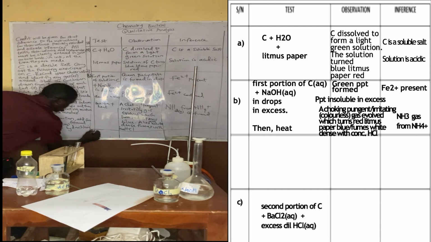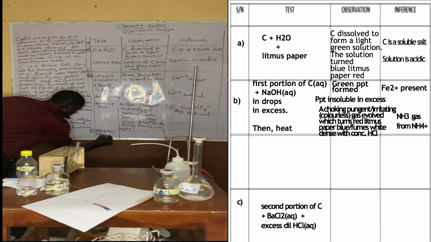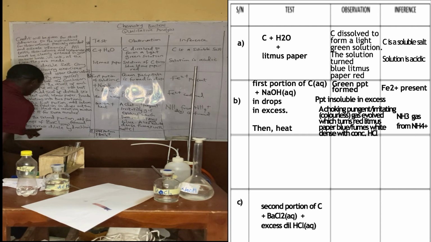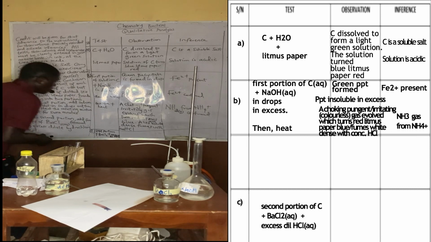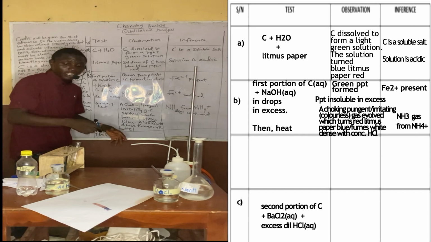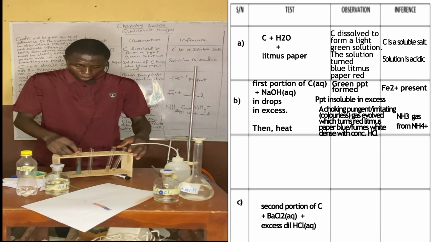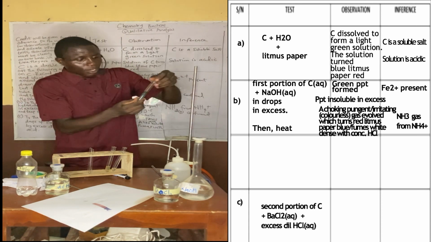We are told that the second portion plus barium chloride plus excess dilute HCl, you also see it on screen. Now, second portion plus barium chloride plus excess dilute HCl. Now, what's our second portion?